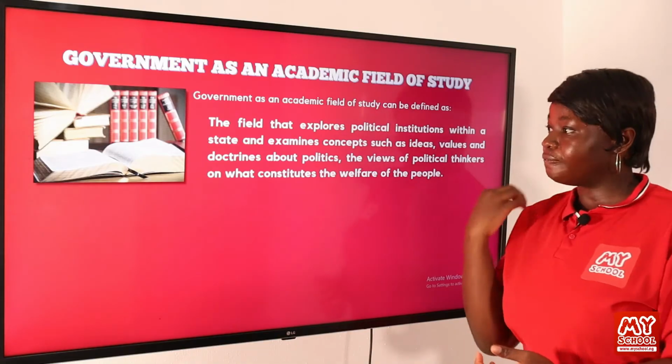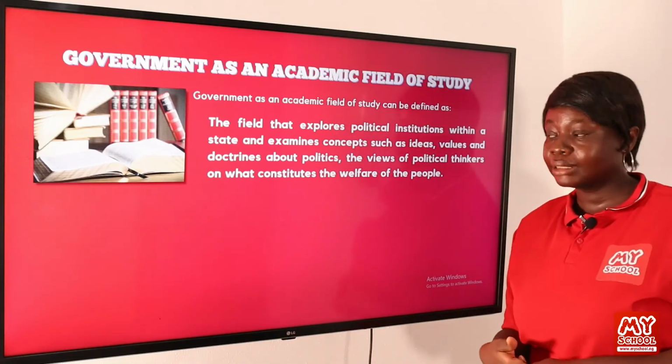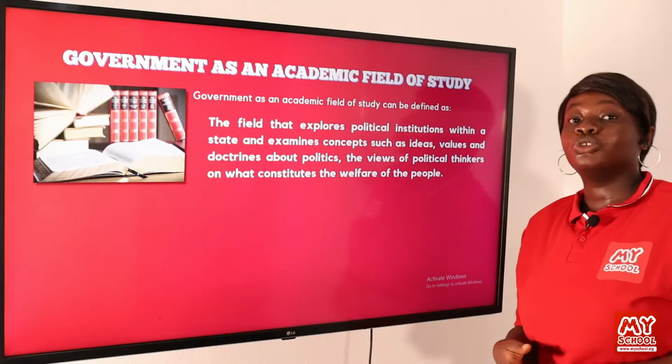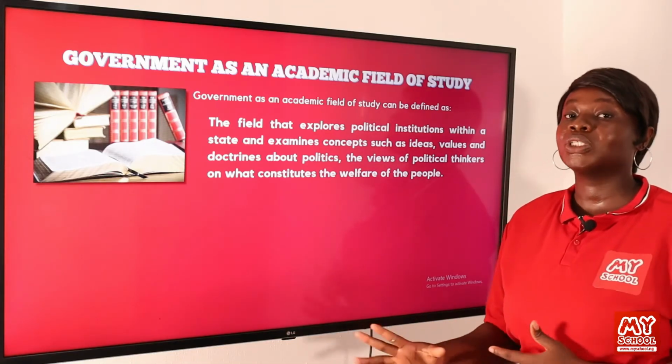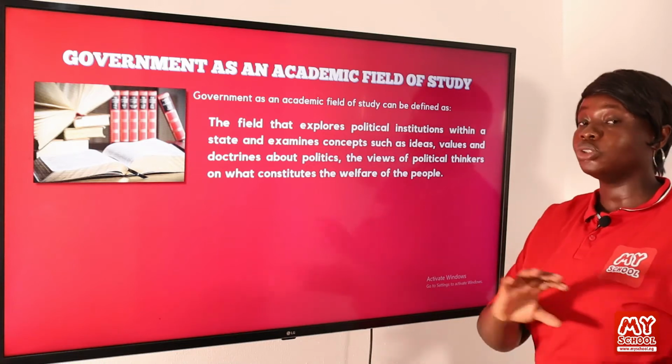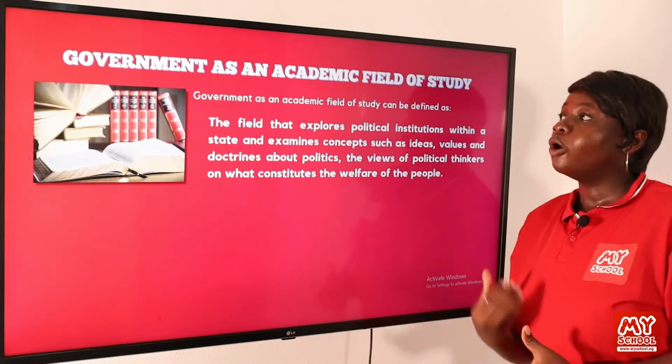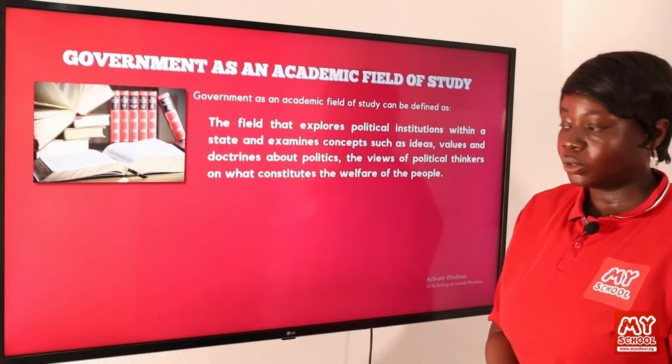We're going to discuss the values and the doctrines about politics. We're going to discuss the views of political thinkers. There are so many political thinkers who have various views about how the government should be run. So we're going to discuss all of this under government as an academic field of study.